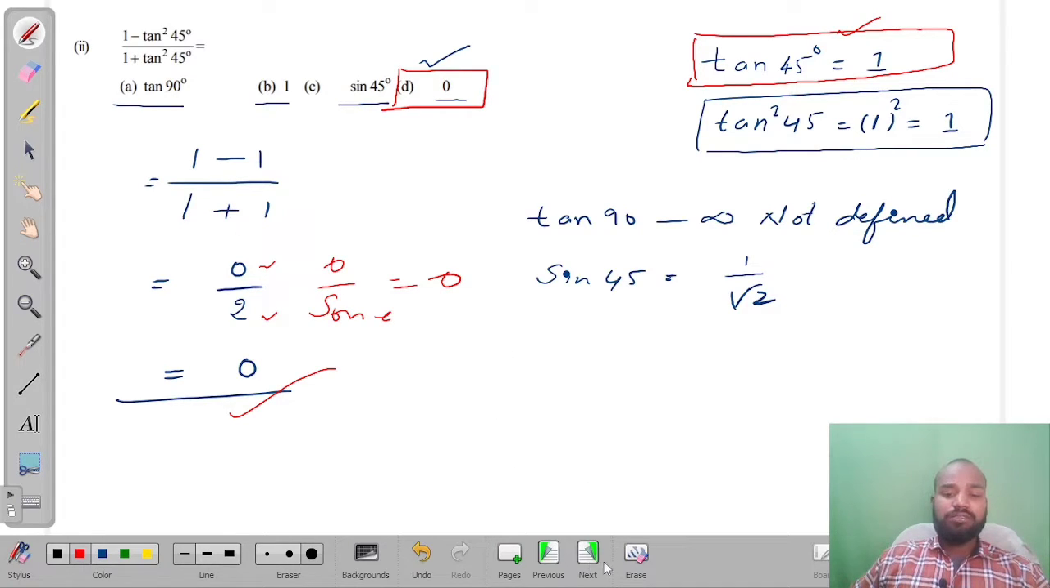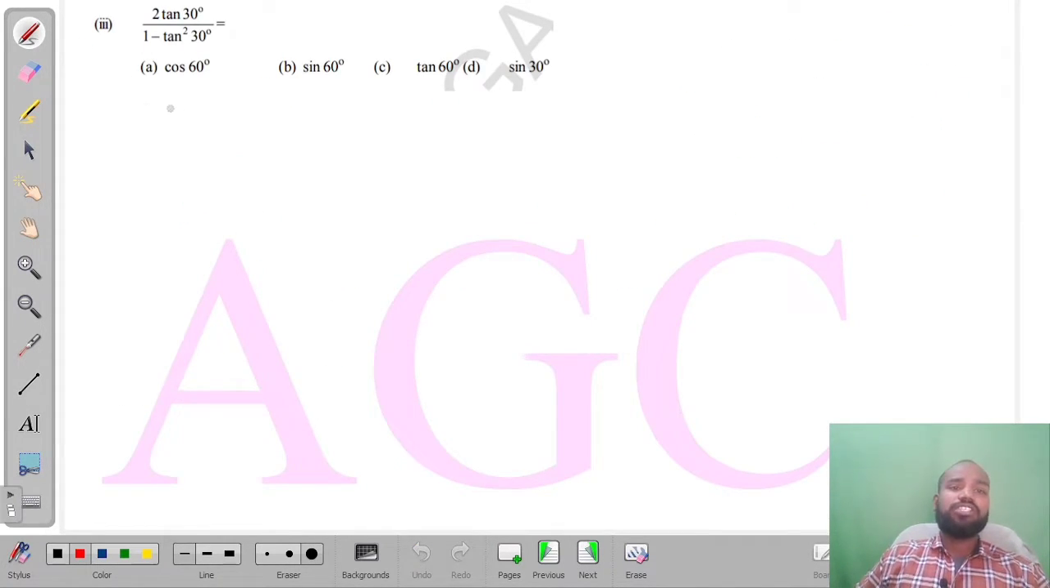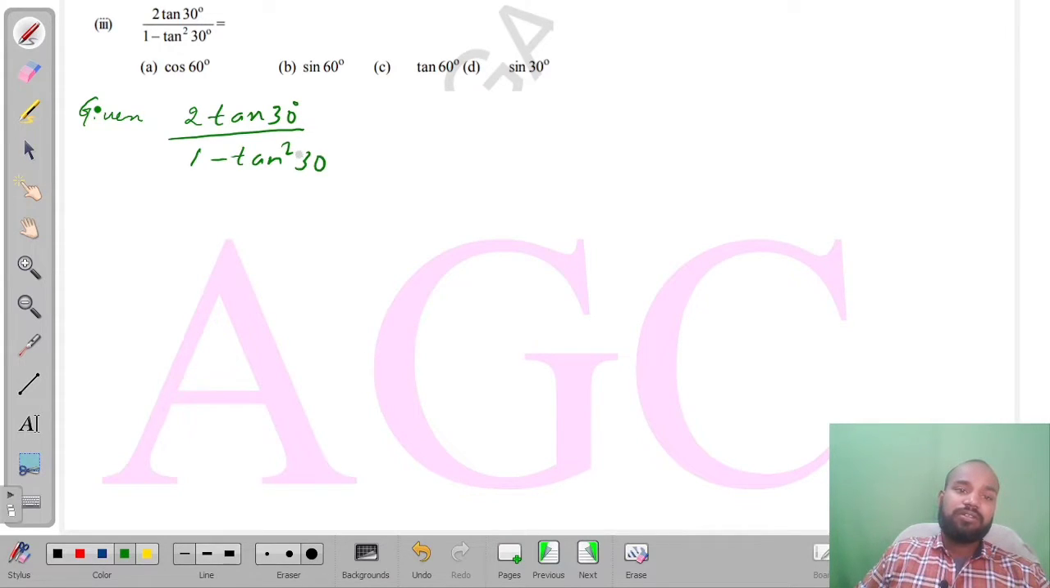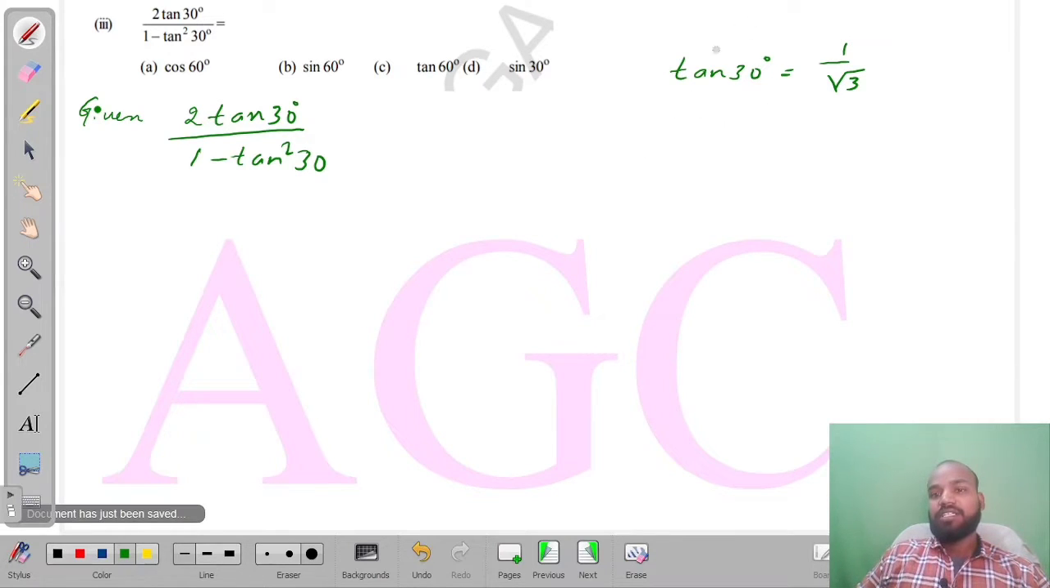Then moving to the third solution. So what is the third question given here? See, this is also the same kind of equation. 2 tan 30 degrees by 1 minus tan square 30. Before this we have to know the value of tan 30. Already we discussed in the last problem, right? Tan 30 is 1 by root 3. Am I clear? Yes. Tan 30 is 1 by root 3.